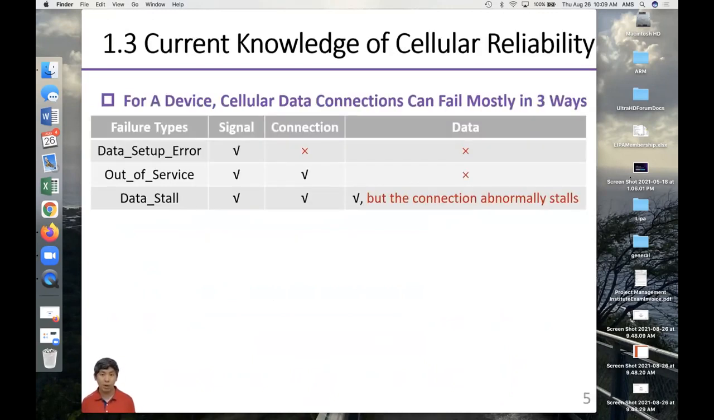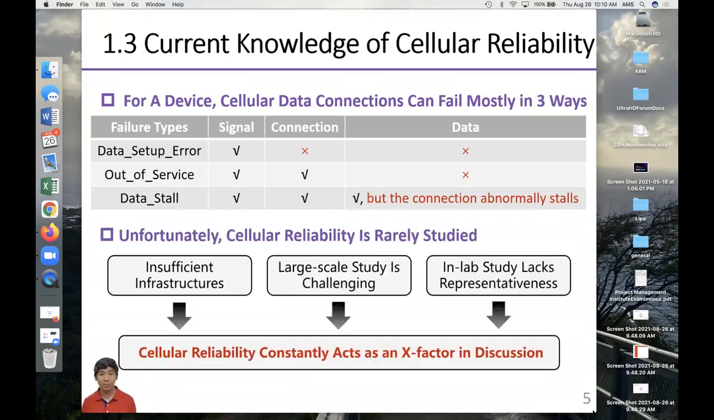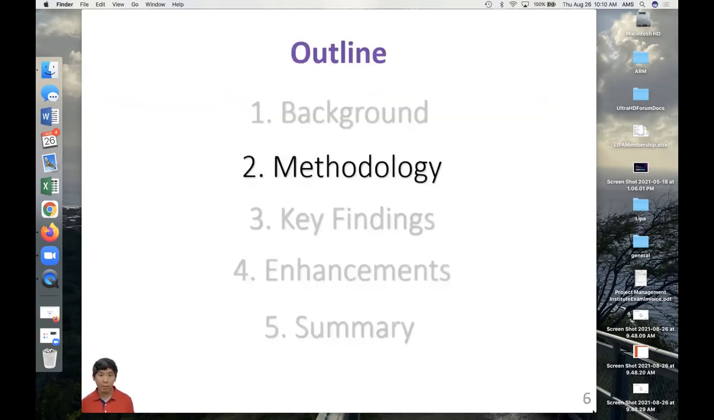To answer the question, let's first go through our current knowledge of cellular reliability. In general, from a mobile device perspective, cellular data connections can fail mostly in 3 ways, including data setup error, out of service, and data stall. In these failures, the device can receive signals from a nearby base station, but either fails to establish actual connections with it, or the connections cannot properly receive cellular data. Unfortunately, till now, cellular reliability is rarely studied due to these 3 critical challenges. As a result, cellular reliability constantly acts as an X factor in discussion or decision making. So, what can we do about it?